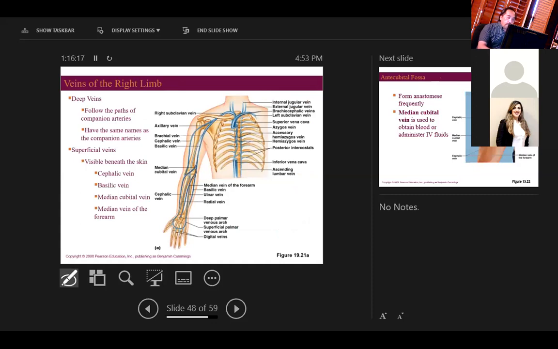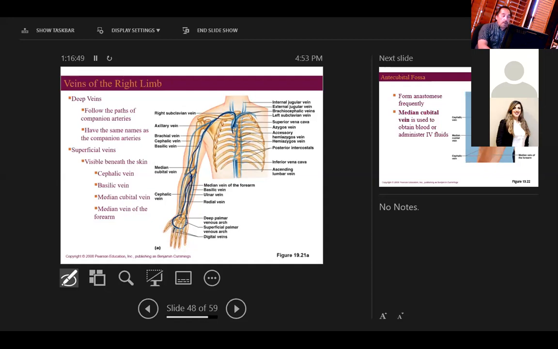The light blue structures are the deep veins. They follow the artery, same thing. They have digital veins, the venous arch, and then the radial vein on the thumb side and the ulnar vein on the pinky side. Then they become the brachial vein, axillary vein, subclavian vein, and from there the brachiocephalic vein to the superior vena cava.